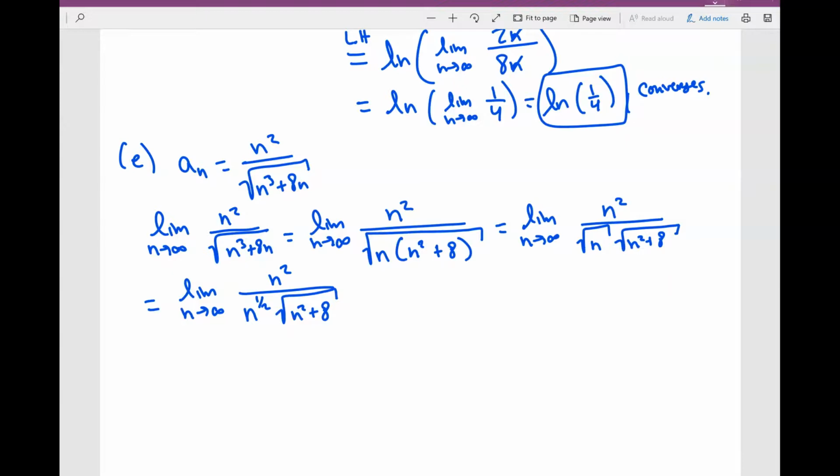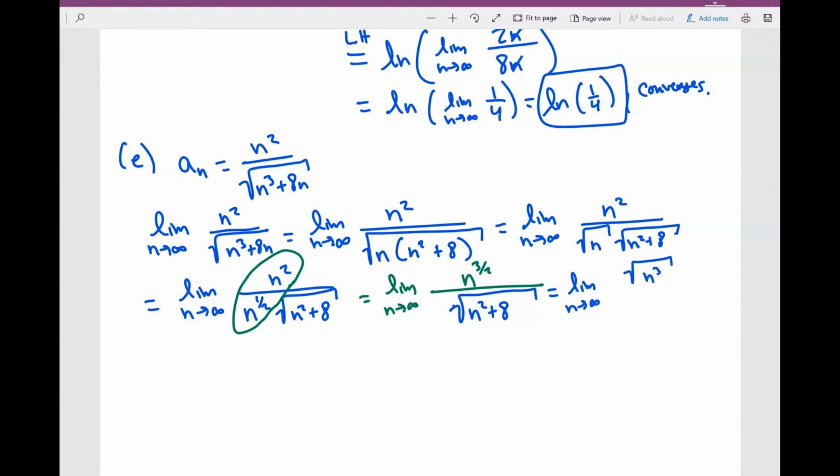Okay, now notice here that these guys, we can go ahead and subtract them. So 2 minus 1/2. So what I'm going to have is a limit as n goes to infinity of, so that thing is just going to turn into n to the 3/2. And on the bottom, I'm still going to be left with this square root of n squared plus 8. So I'm going to have the limit as n goes to infinity. I can rewrite this as the square root of n cubed divided by square root of n squared plus 8.